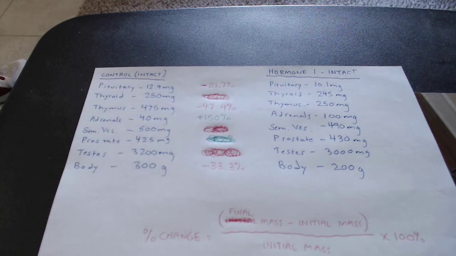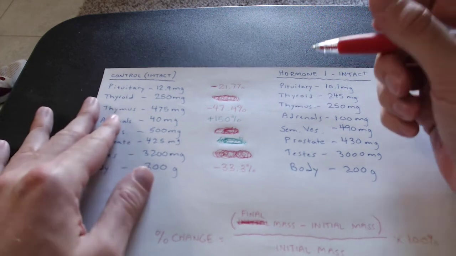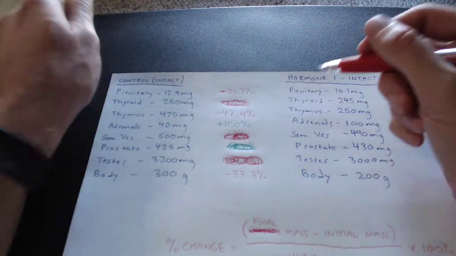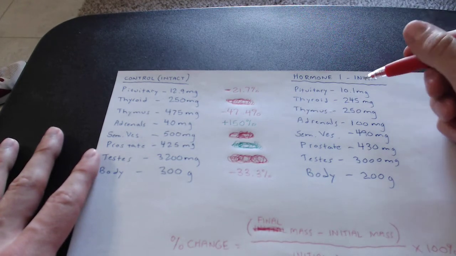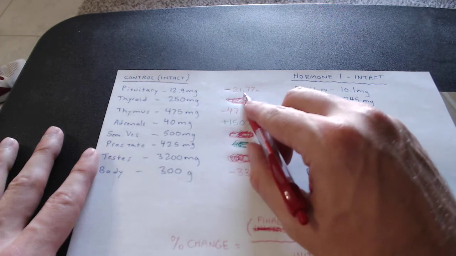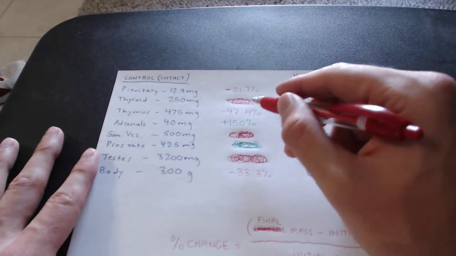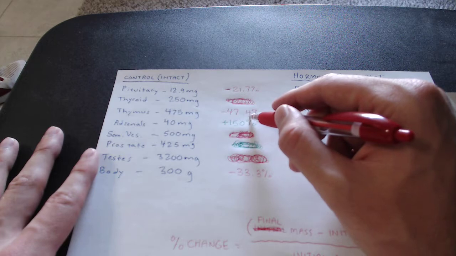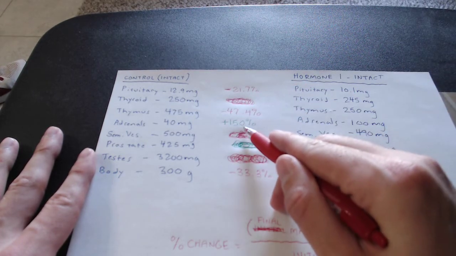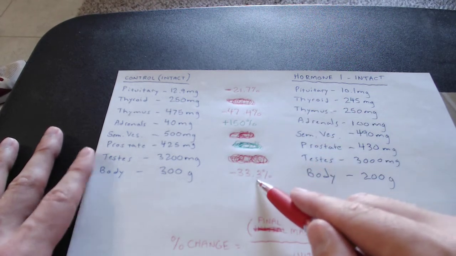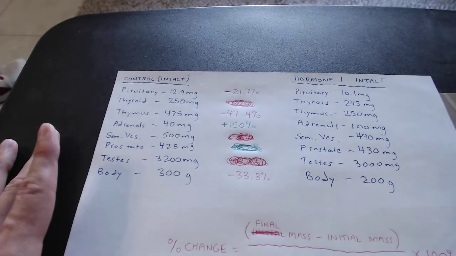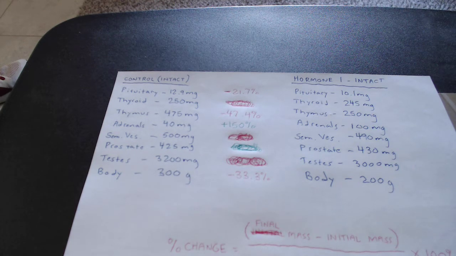So at this point, what are you going to do with this information? Well, definitely you want to just pay attention to the significant changes. So I recommend recapping what you found out. Whatever hormone we injected into this intact rat caused the pituitary to shrink by 22%. It caused the thymus to shrink by 47%. It caused the adrenal glands to grow by 150%, and it caused the body weight to decrease by 33.3%. So that's the information that you're working with.